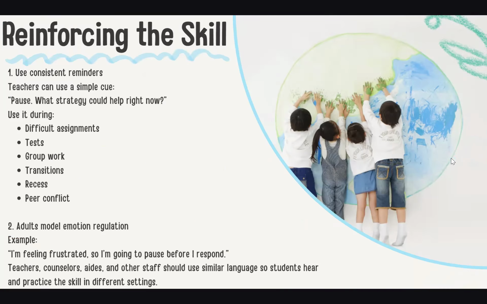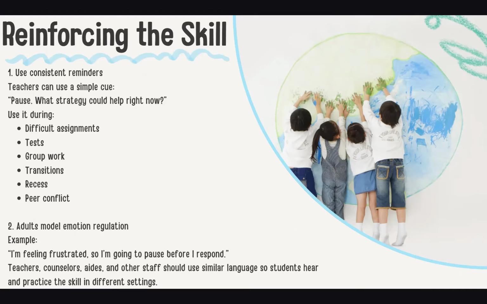Now, one lesson by itself probably isn't going to make emotion regulation become a habit. So reinforcement is one of the most important keys to this. And one simple way teachers can do this is by using the same short reminder whenever a student is becoming frustrated. For example, pause. What strategy could help right now? That simple reminder could be used during difficult assignments, group work, transitions, peer conflict, or even things like recess and lunch.